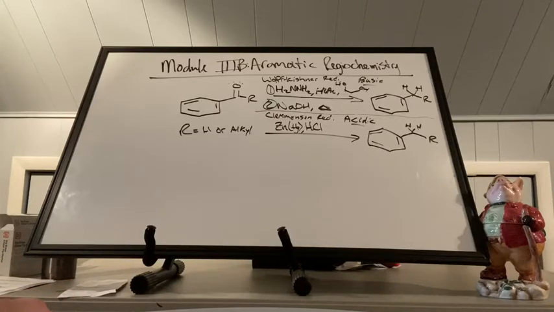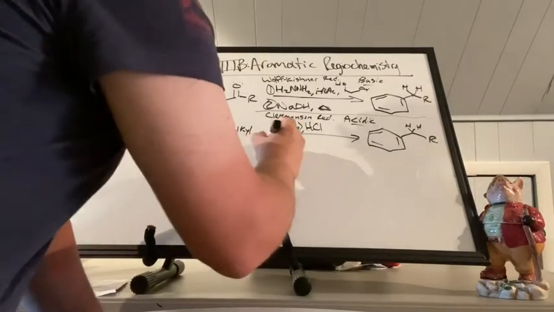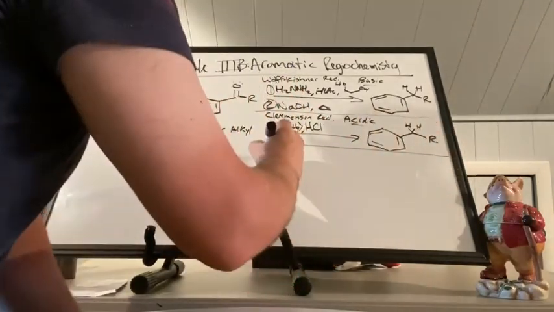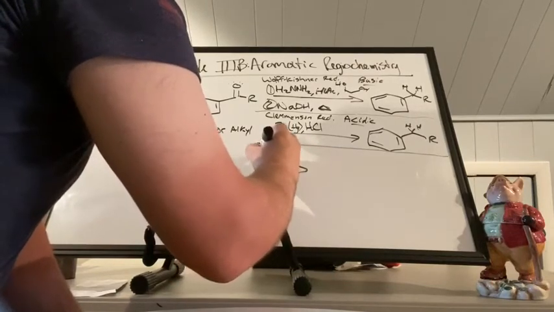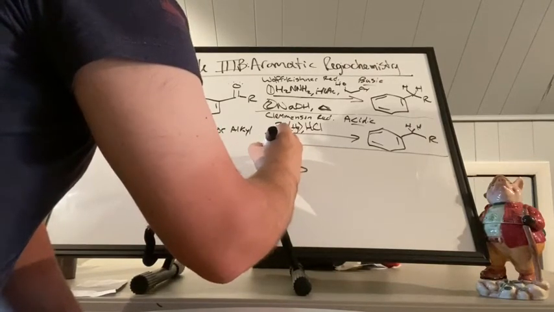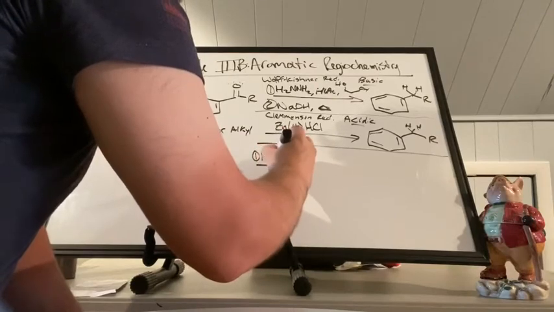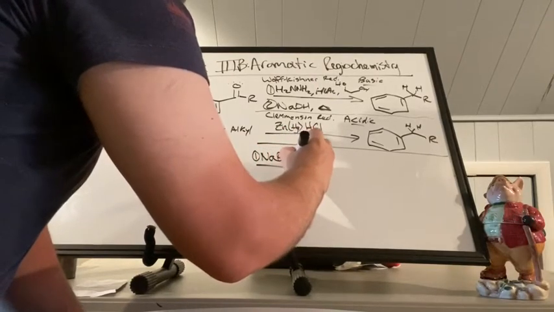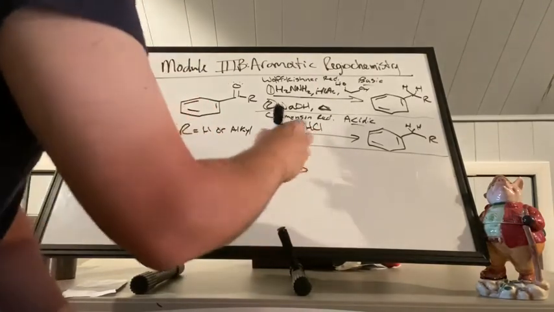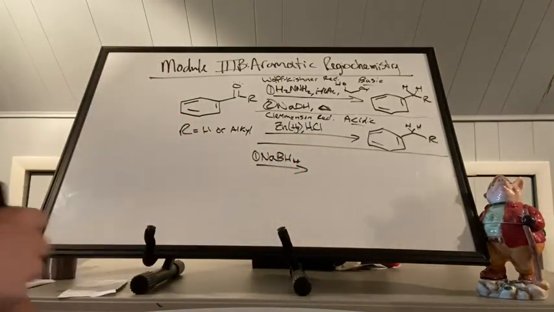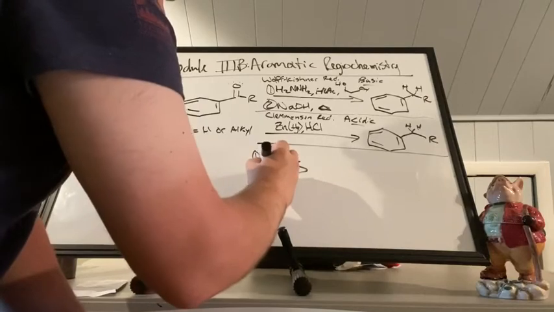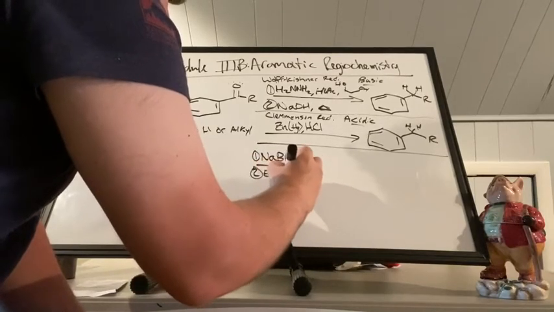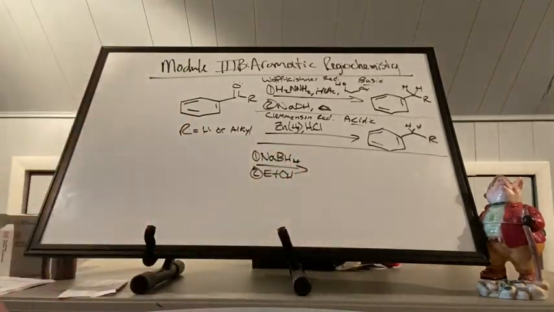There's a more mild approach using what is referred to as sodium borohydride. This is a two-step process. So NaBH4. So this is going to be a basic reagent. Next step, you would use something like ethanol, which should be used to protonate your intermediate.